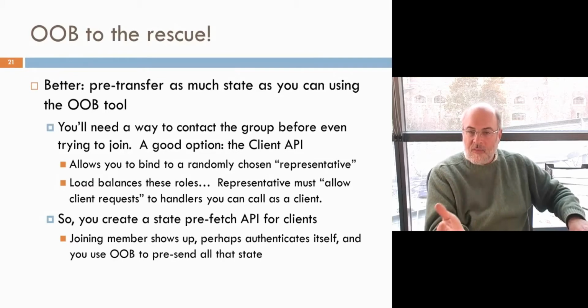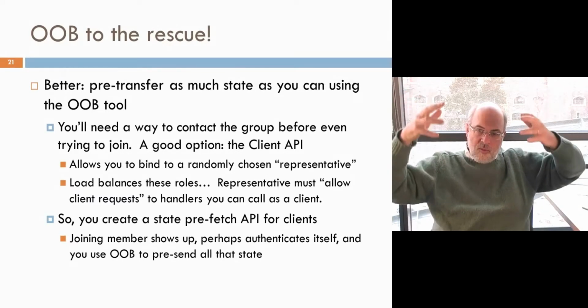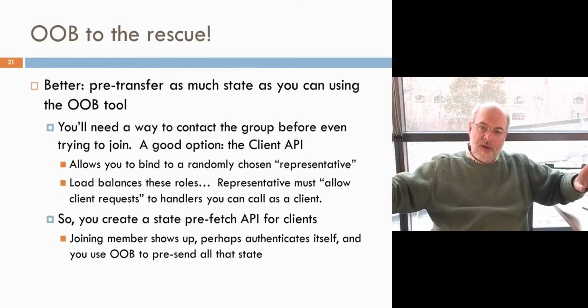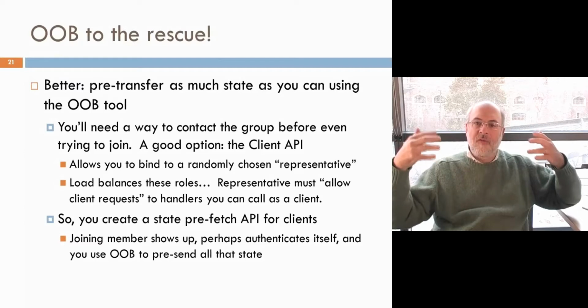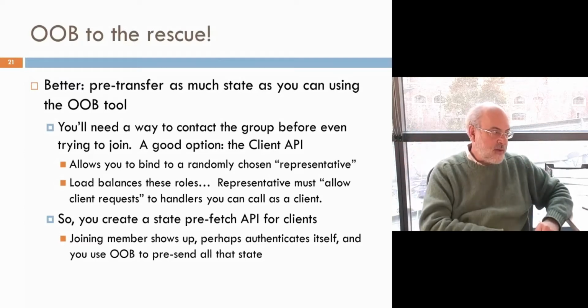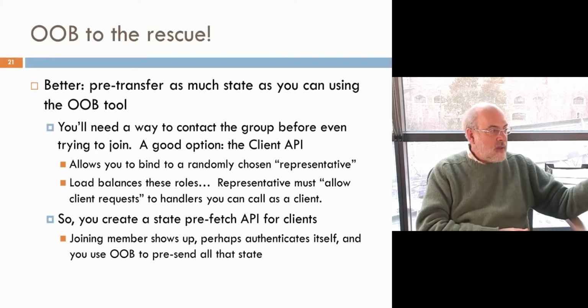And so the out-of-band transfer solves a problem which would otherwise have caused the group to be running and then pause while a gigabyte of data is transferred and only then resume. And that pause would have been very, very disruptive to applications. This lets you load balance the roles. And in fact, you can load balance other kinds of roles as well for this type of state transfer.